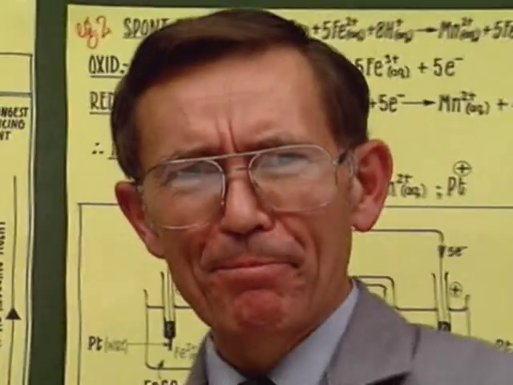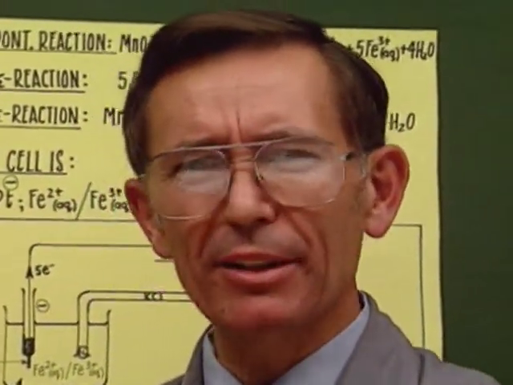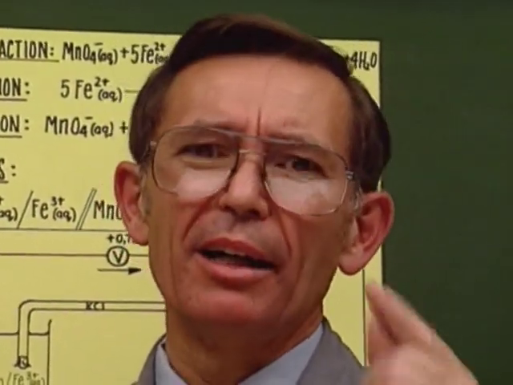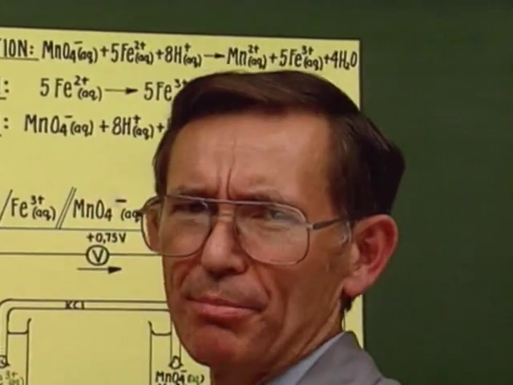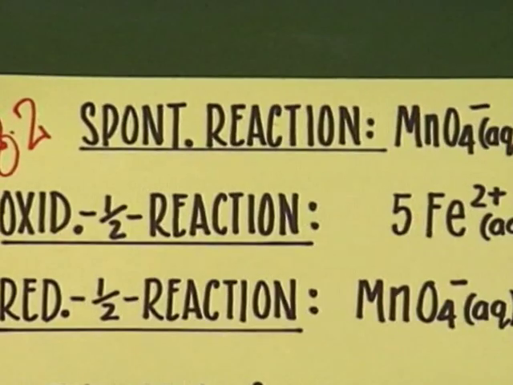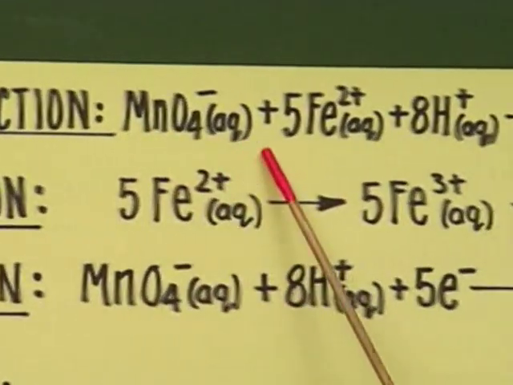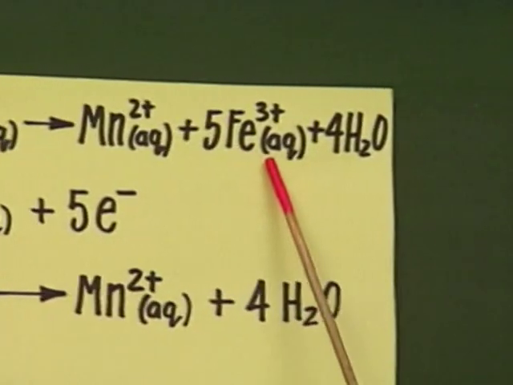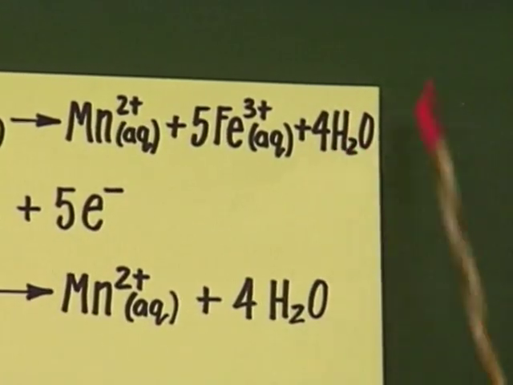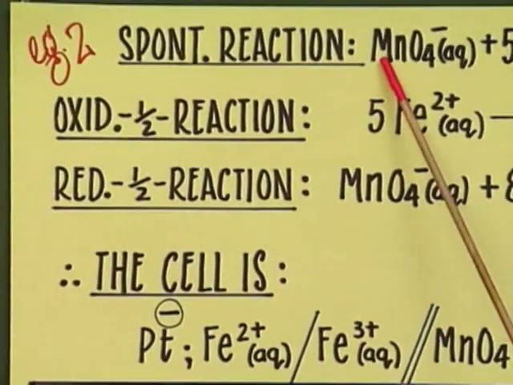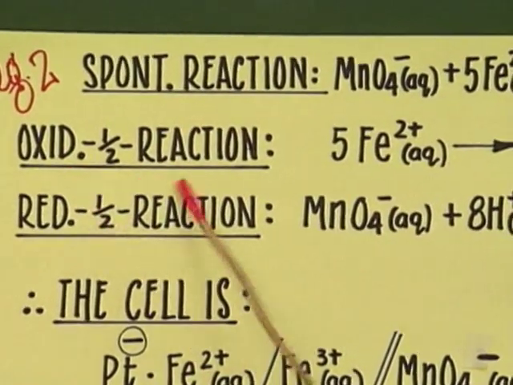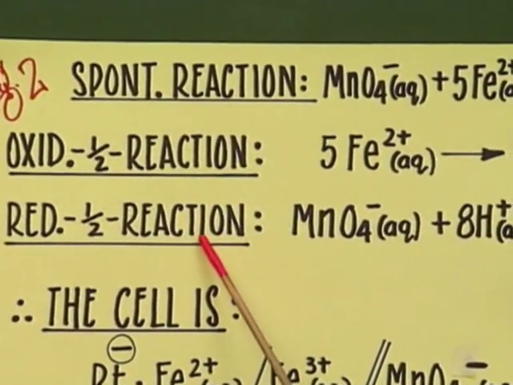In principle, we can design any cell based on any type of reaction. Let's look at a more advanced example. Let's say we have to design a cell based on this spontaneous reaction over here, and we also have to find the cell EMF. The first step is always to analyze this cell reaction into its oxidation half reaction and its reduction half reaction.